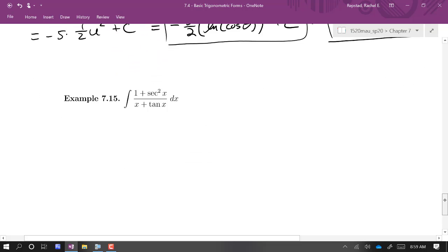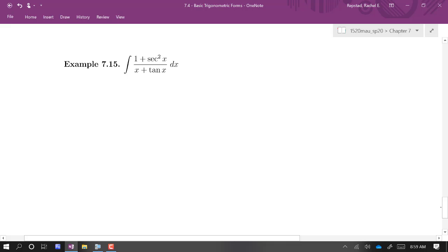Okay, one more. Go ahead and pause it if you want to try and see if you can't pick a good u substitution here. We're looking for something we could pick for u where we see its derivative show up somewhere else. Looking at this, the thing that stands out to me is that the derivative of tan is secant squared, but I don't want to have an x plus u in the bottom.